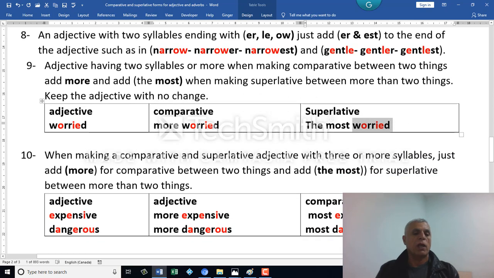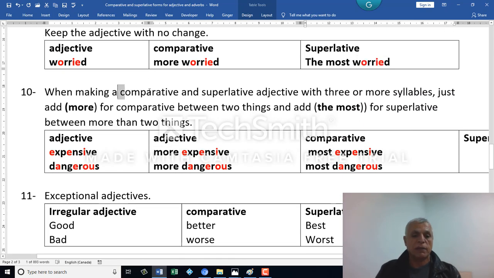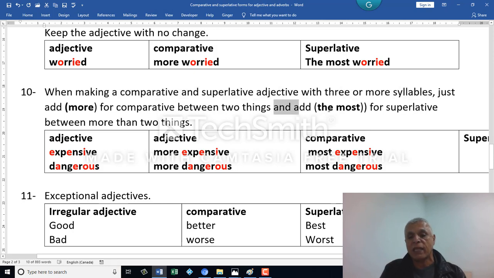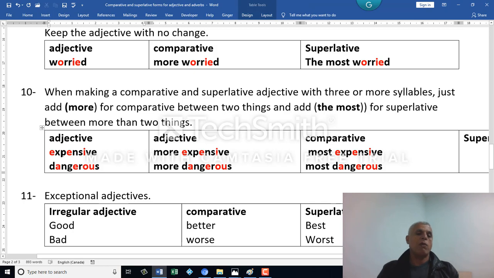Okay, let's continue. When making a comparative and superlative adjective with three or more syllables, just add more for comparative between two things and add the most for superlative between more than two things. Could be maybe three or four or a group. Look here. We have the adjective expensive. We have one, two, three syllables. The e at the end, sometimes we don't pronounce it. Then it's three. Then we say more expensive. If you look at the adjective, it stays the same.